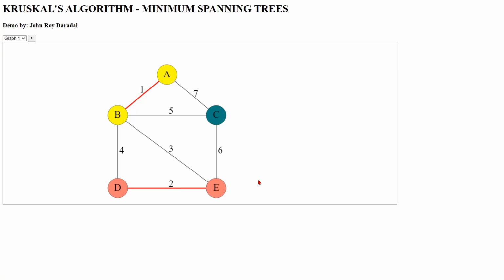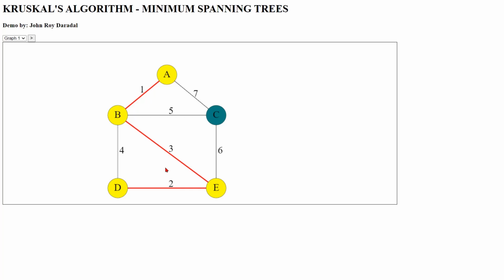Okay, next one is the edge BE with weight 3, and they also belong to two different components, because this one is yellow and this one is salmon. So we could merge them, and now everything is yellow because we have now formed one component. The next one is 4, but they already belong to the same component, right? If you add this one, this will form a cycle, so we will just skip that one.